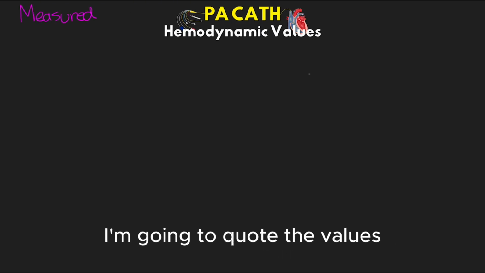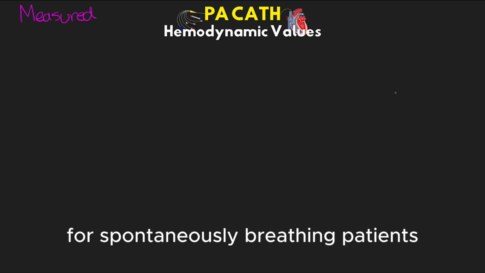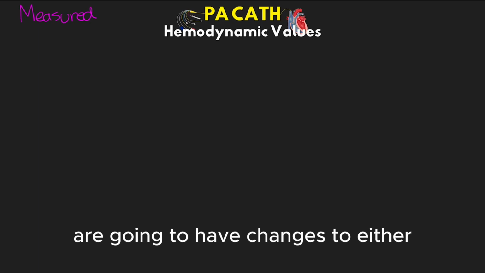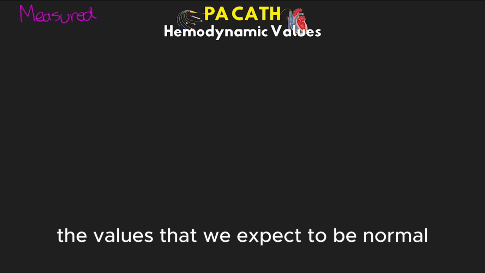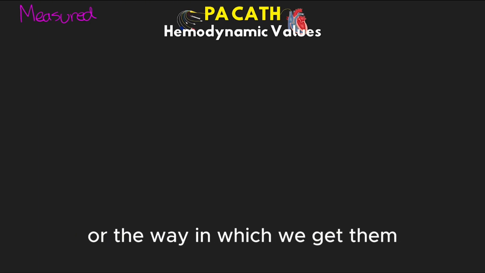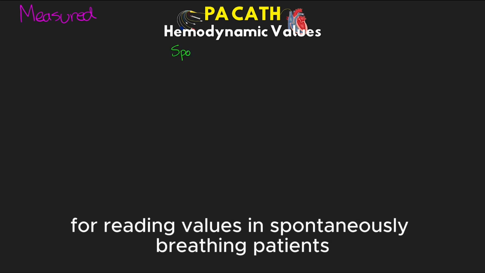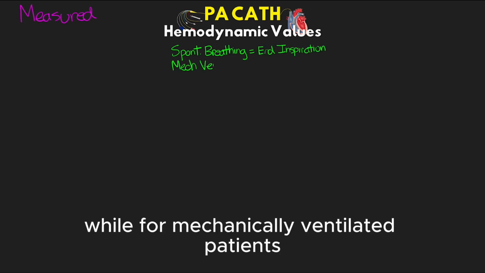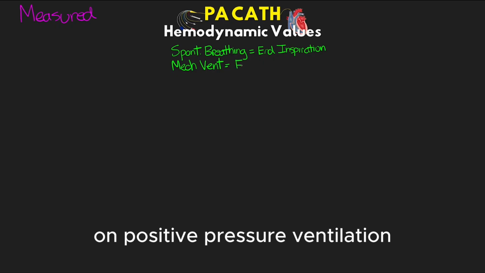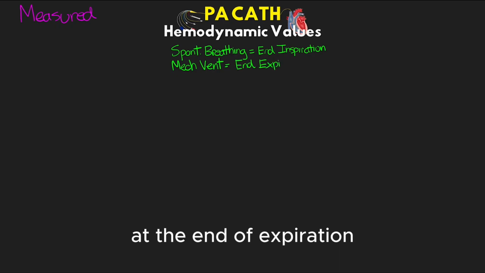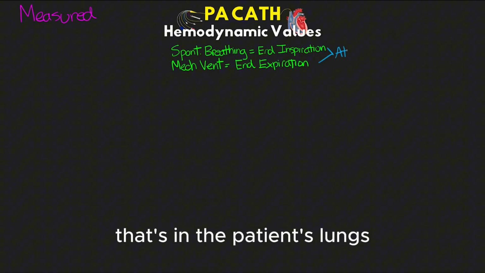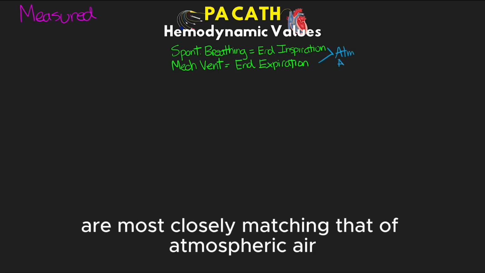Alright, so let's start off talking about the values that we get by directly measuring them. Here I'm going to quote the values for spontaneously breathing patients, but know that those on mechanical ventilation are going to have changes to either the values that we expect to be normal or the way in which we get them. For spontaneously breathing patients, we're going to get our readings at the end of inspiration, while for mechanically ventilated patients on positive pressure ventilation, we're going to get the reading at the end of expiration. Both of these times are when the pressure in the patient's lungs most closely matches that of atmospheric air.